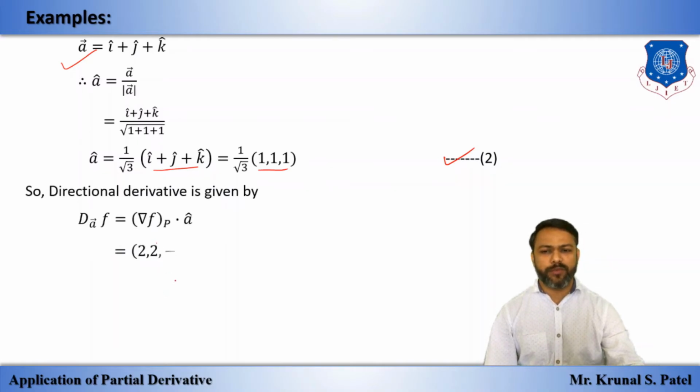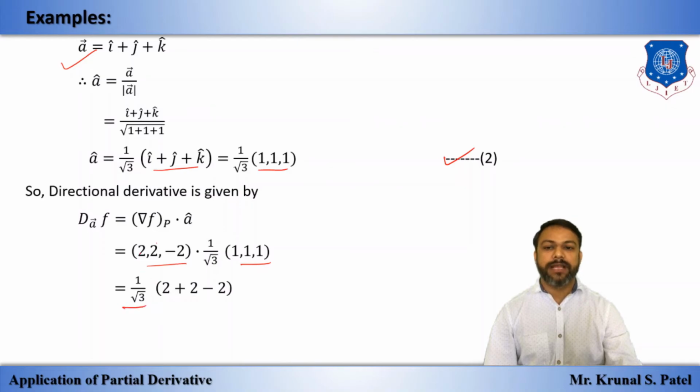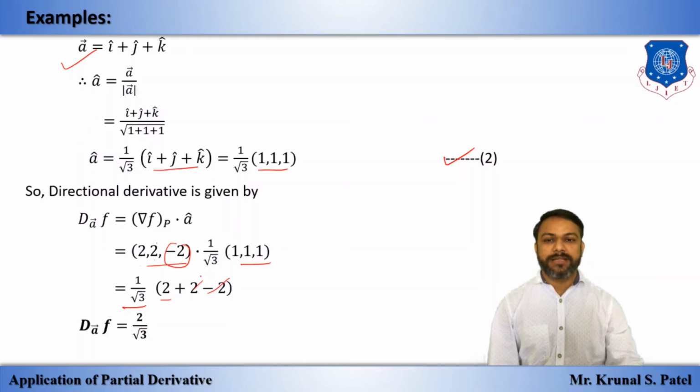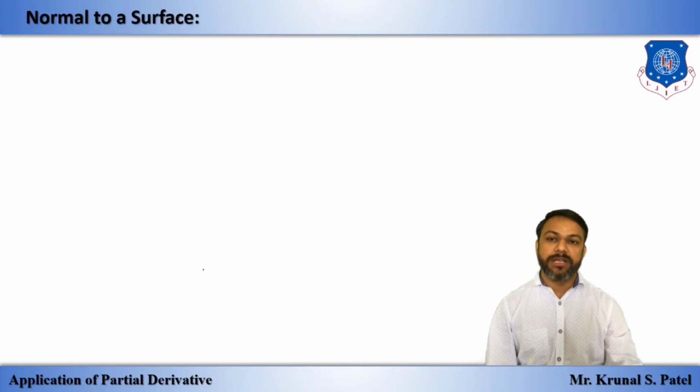We know the directional derivative, so the vector is in that direction only. So we take the dot product of these two, with 1 by root 3 as it is. The dot product: 2 into 1 is 2, plus 2 into 1 is 2, plus minus 2 into 1 is minus 2. So the 2 cancels out, and we have the final answer 2 by root 3. This is our directional derivative in the given direction.